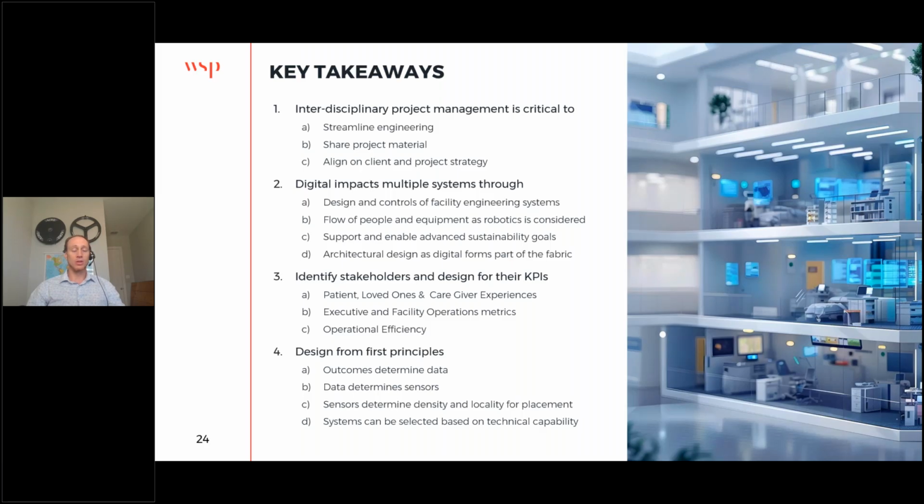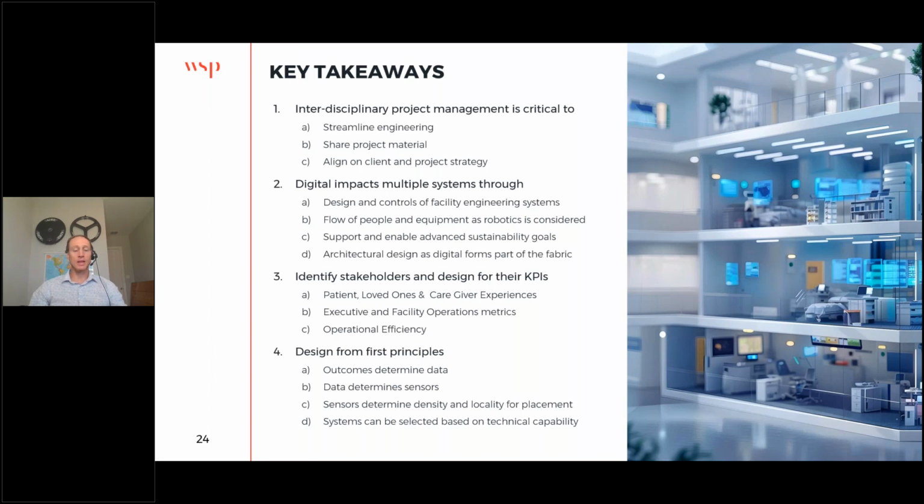Identifying the different stakeholders and understanding their key performance indicators allows us to develop those strategic outcomes and objectives that the different control systems must enable. So those KPIs allow for tracking, and if we can design the technology in such a way that those KPIs are easy to follow on a dashboard, it enhances the ability to do data-driven decision making.